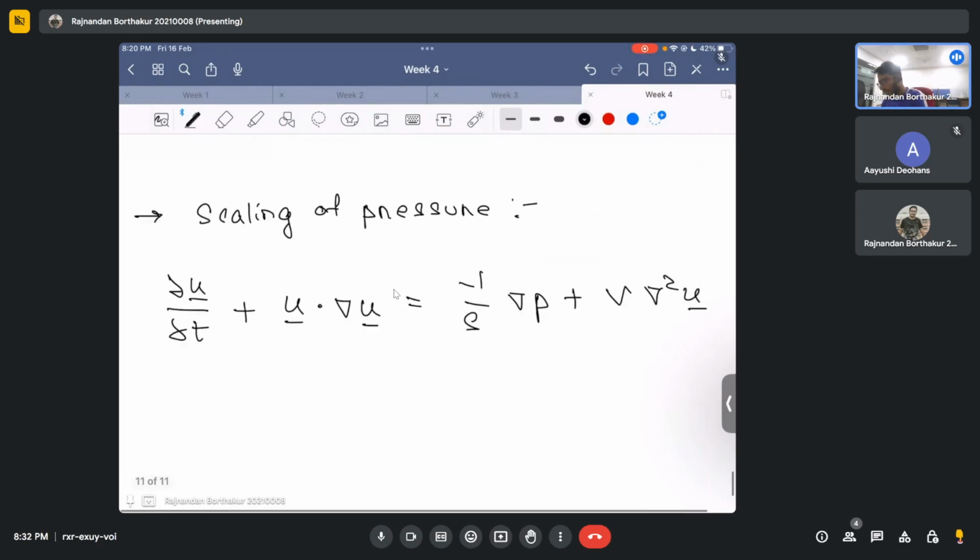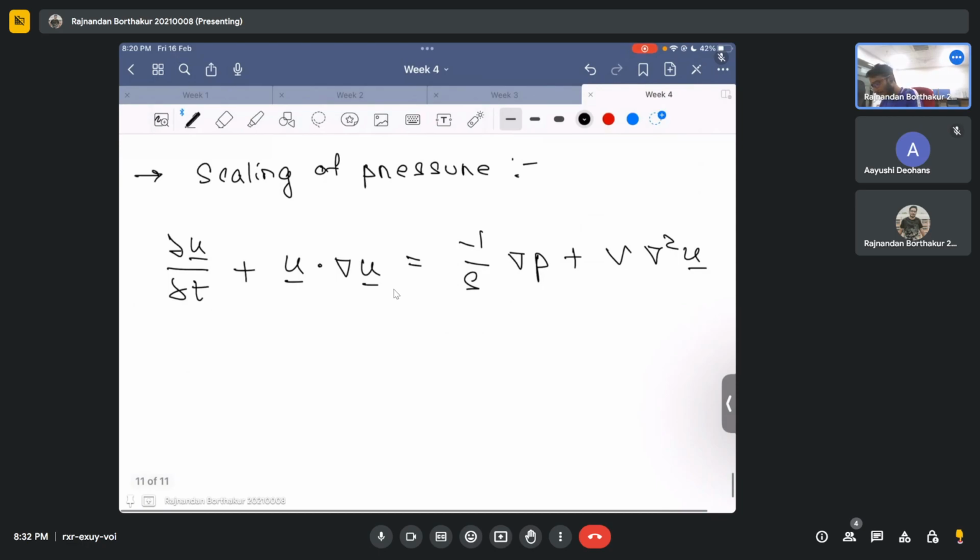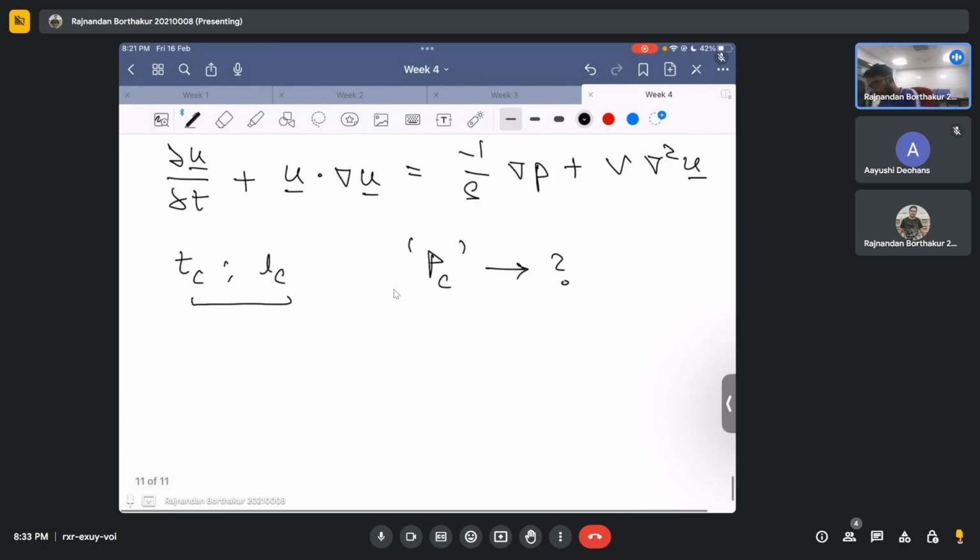All right. Now what I put forward is that I have a defined time scale TC of my problem and a defined length scale LC of my problem. And my idea is that if I know these two things, what would my characteristic scale of pressure be? This is something that we seek to find out. What would be the scale for pressure?